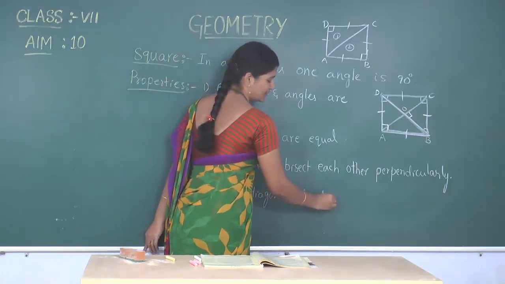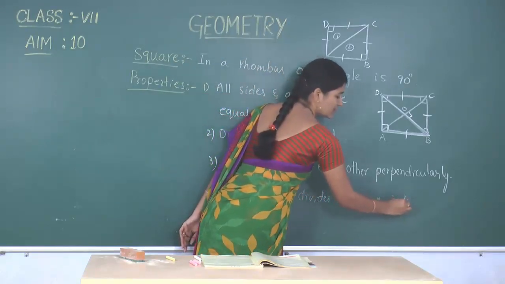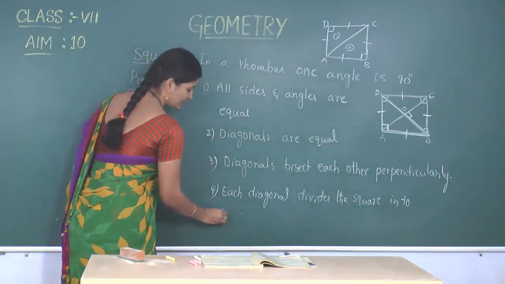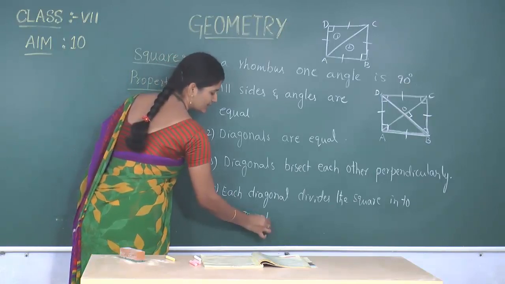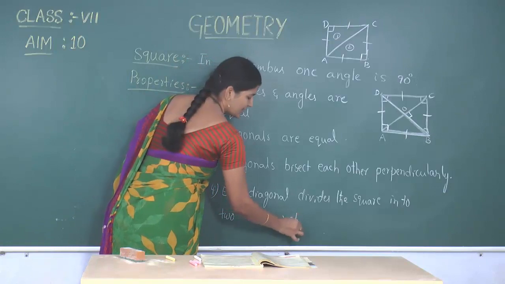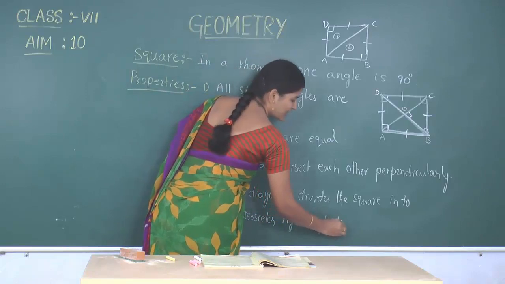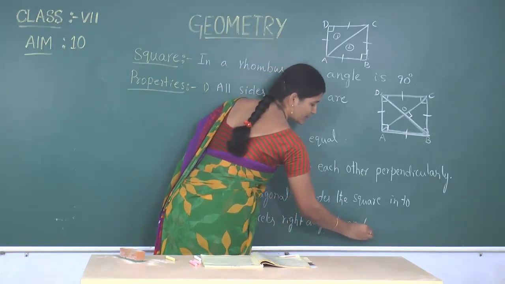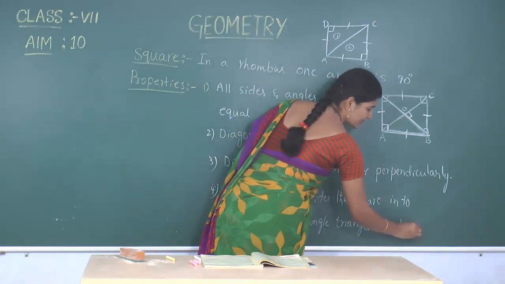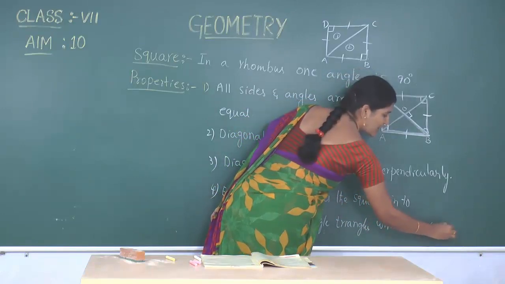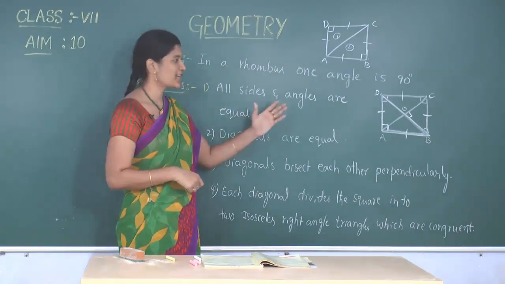divides the square into two isosceles right angle triangles which are congruent to each other. This is a very important property of a square.